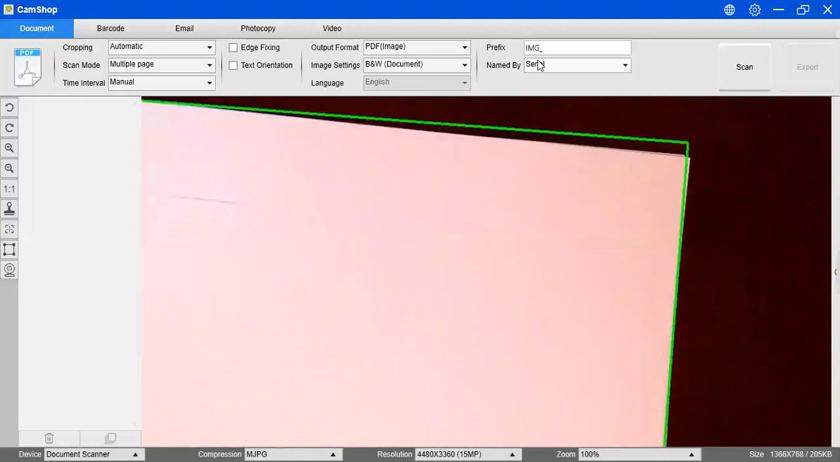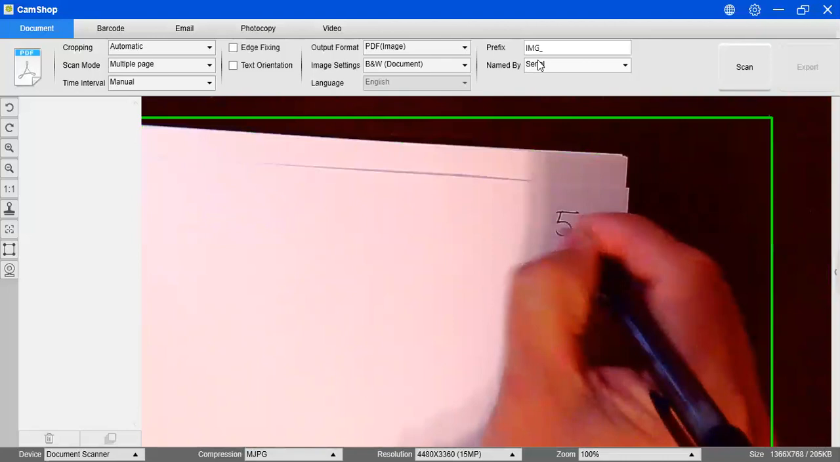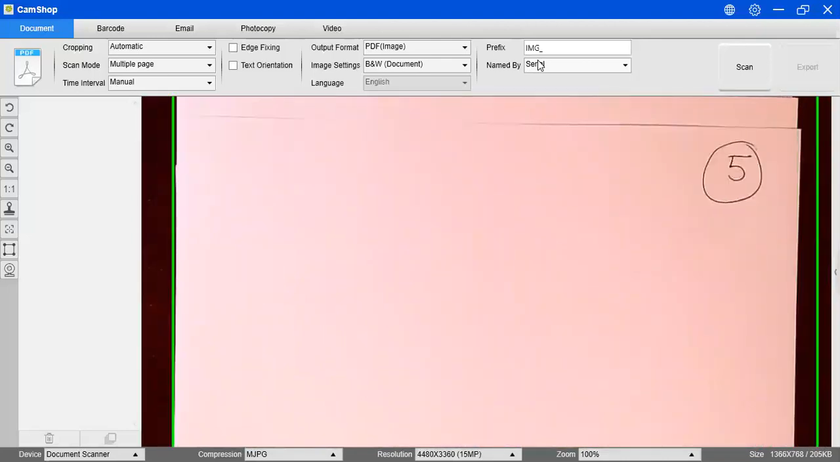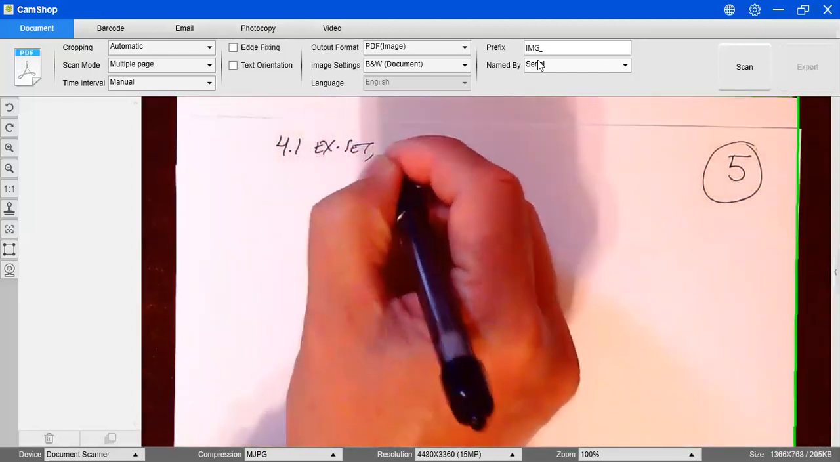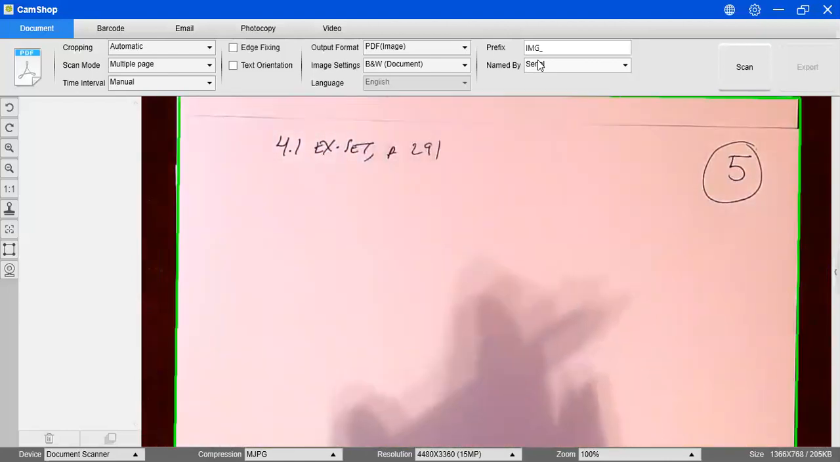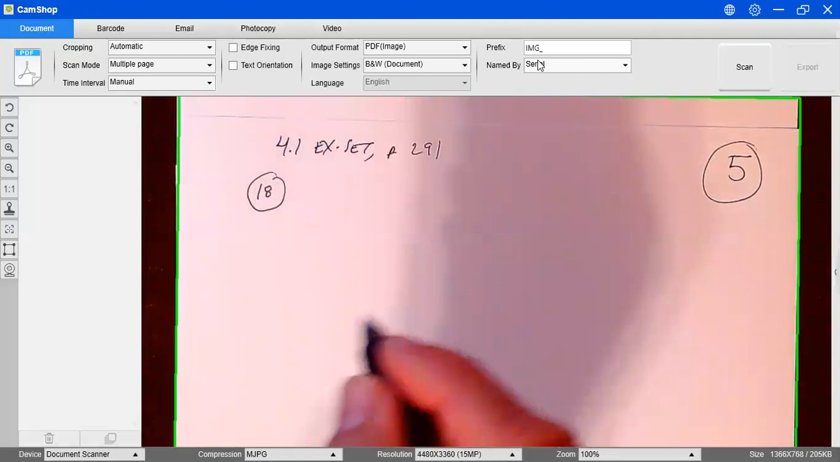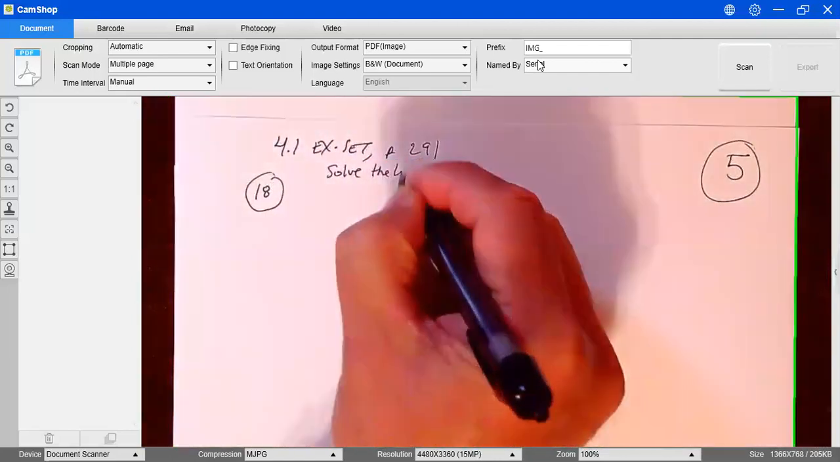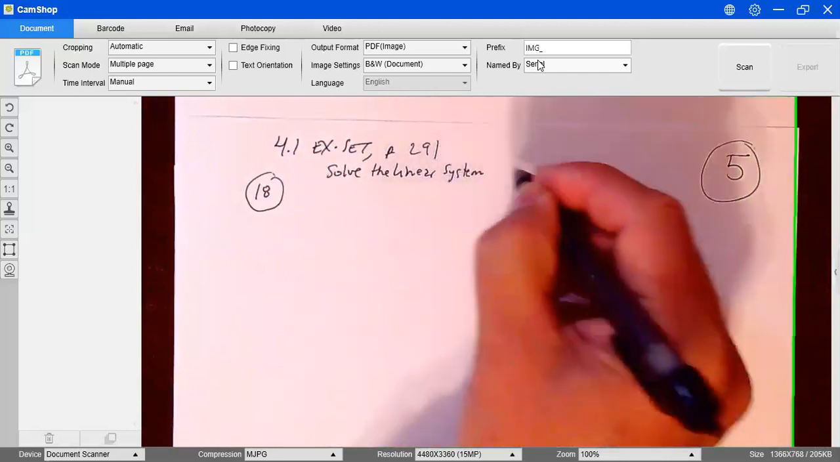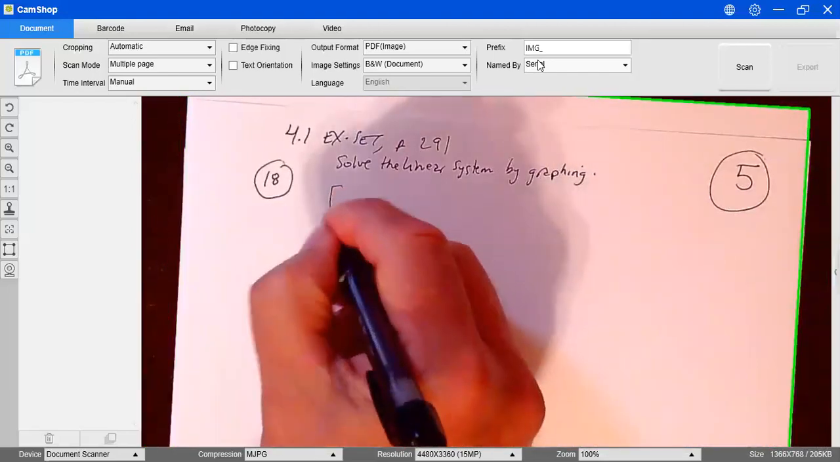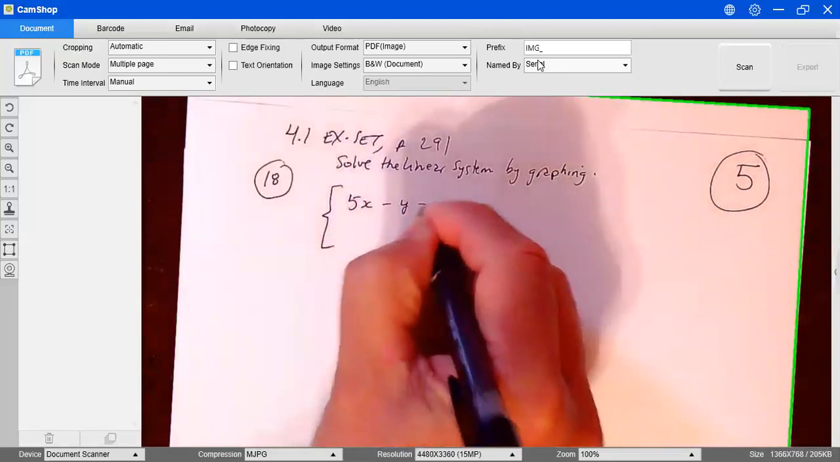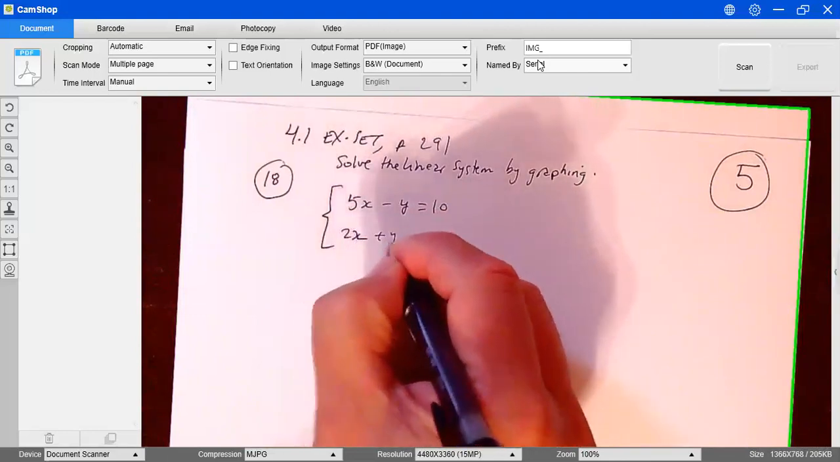So let me write just for you the problem that you're going to solve, and I'm going to give you a break to work on those problems. So this is 4.1 exercise set, on page 291. So you're gonna work first problem 18. So remember, you're gonna solve the linear system by graphing. This is gonna be 5x minus y equals 10, 2x plus y equals 4.